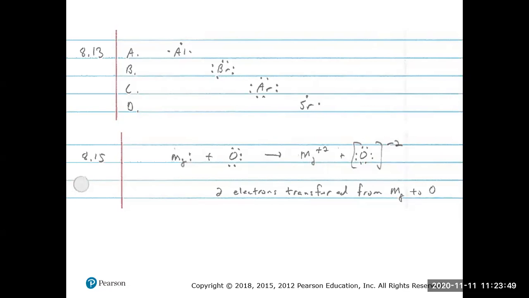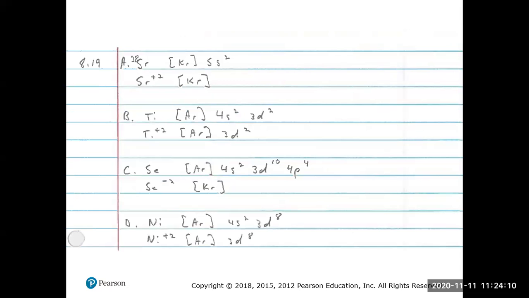So this kind of stuff, I think, is pretty straightforward. As I said before, the key is remembering to use the periodic table and the group designation for the element you're interested in. That tells you how many of these dots, or valence electrons, should be present. Okay, let's look at 819.